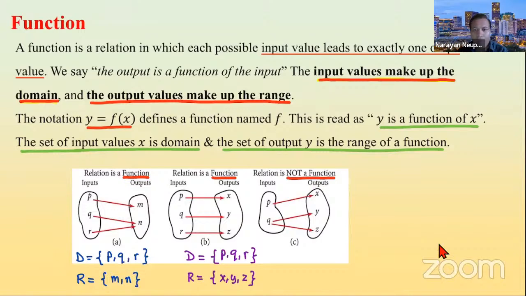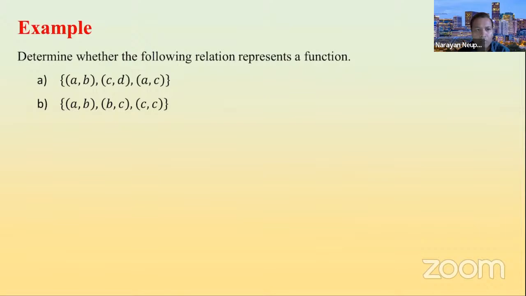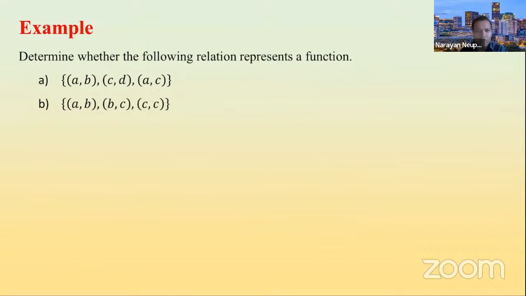Okay, I hope you are done copying it. So let's move on to examples. Here is the first example. You can copy the question. In this example, we are asked to determine whether the following relation represents a function. We know that if the relation represents a function, then for each input value, you will have only one output value. So for these two questions, we can create the mapping diagram and then identify whether it's a relation or a function.